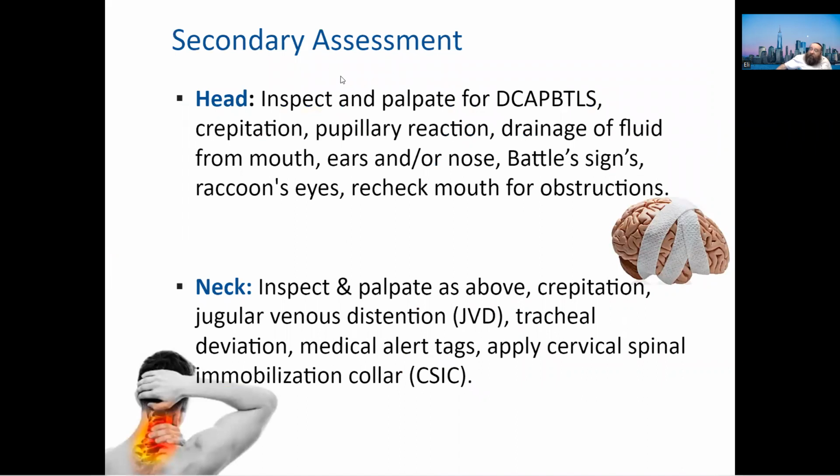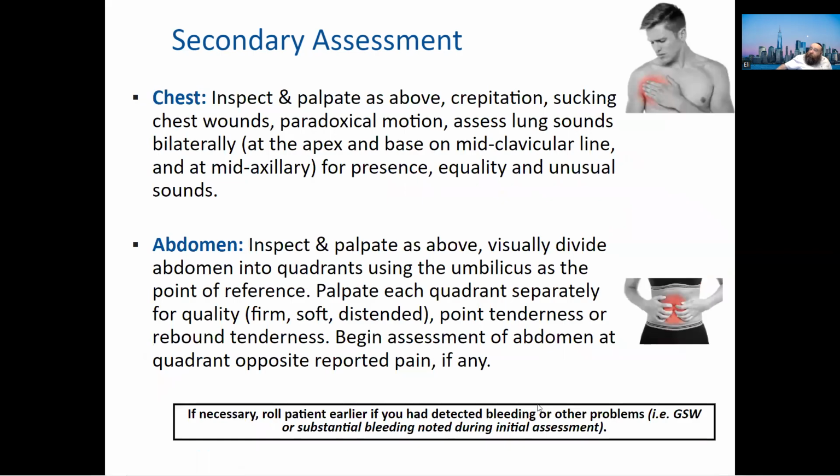But in the secondary, we're going to look, starting with the head, always head to toe. We're not actually going to bandage the brain, but we're going to look for all the stuff that we've spoken about. We spoke about head, neck injuries. We look for drainage of fluid from any of the orifices of the head. Go to the neck. We know about JVD. Maybe we need to apply a collar. Maybe we don't. We've discussed that. All right. We look for tenderness and all the other good stuff.